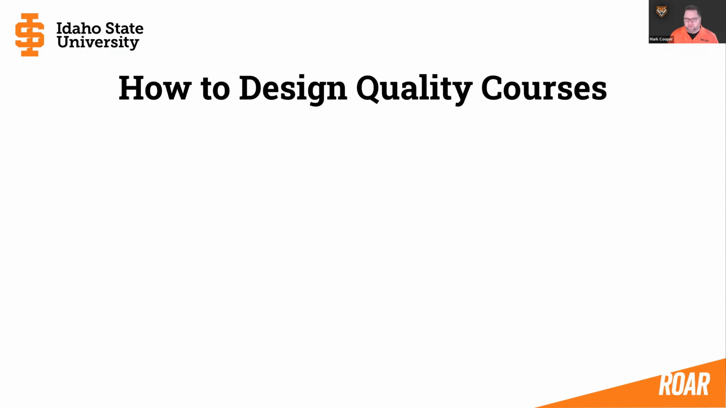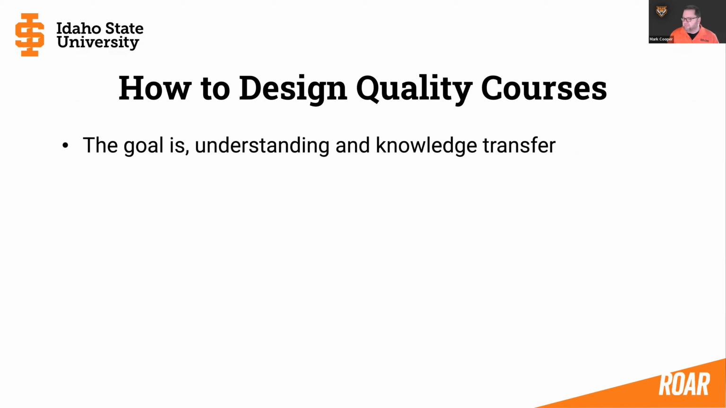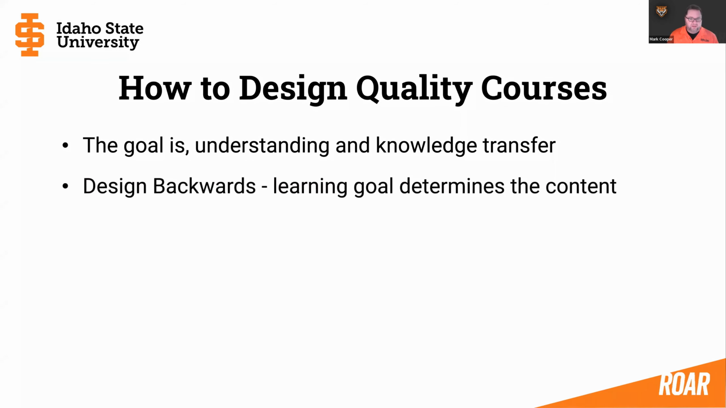And so a best practice approach is to design backwards. Let the goal determine the content. Start with the end in mind and design backwards. And how you work through this process is to first identify the desired result. So envision the knowledge or skill that a competent student will have after they successfully complete your course. And we determine this by having clear and measurable learning objectives.